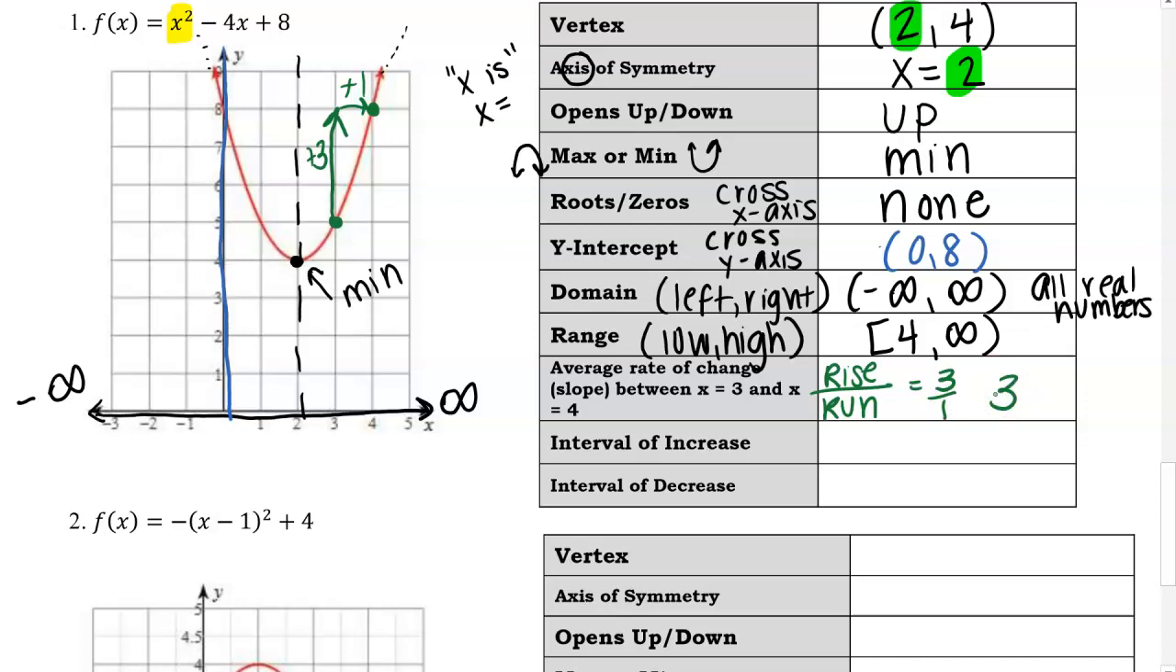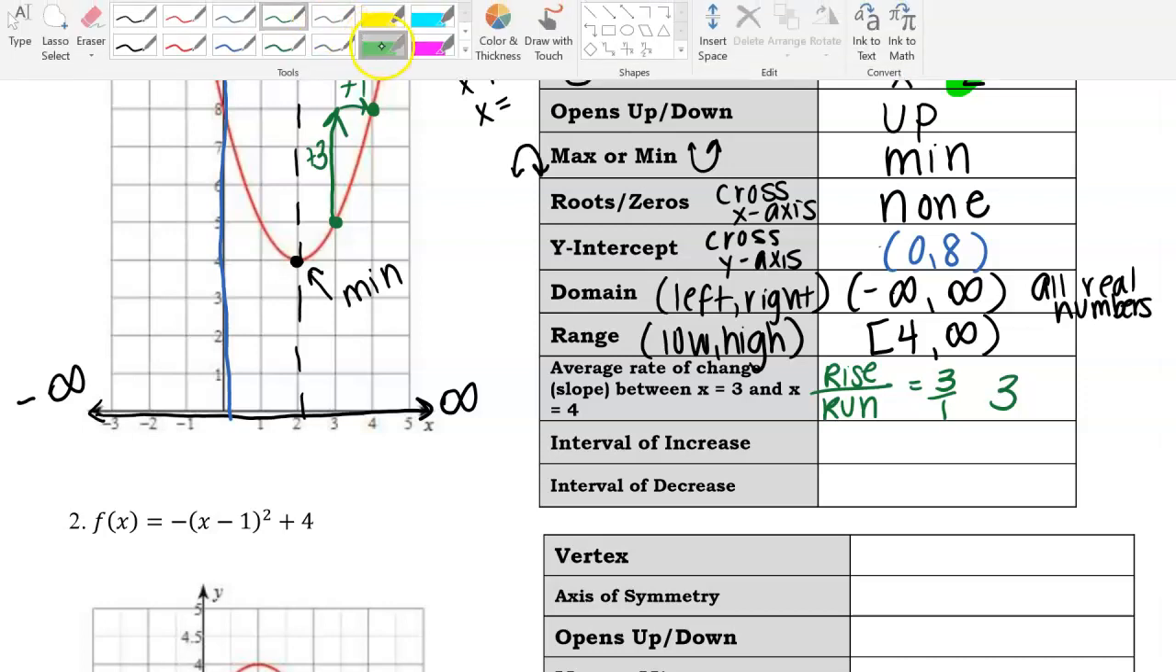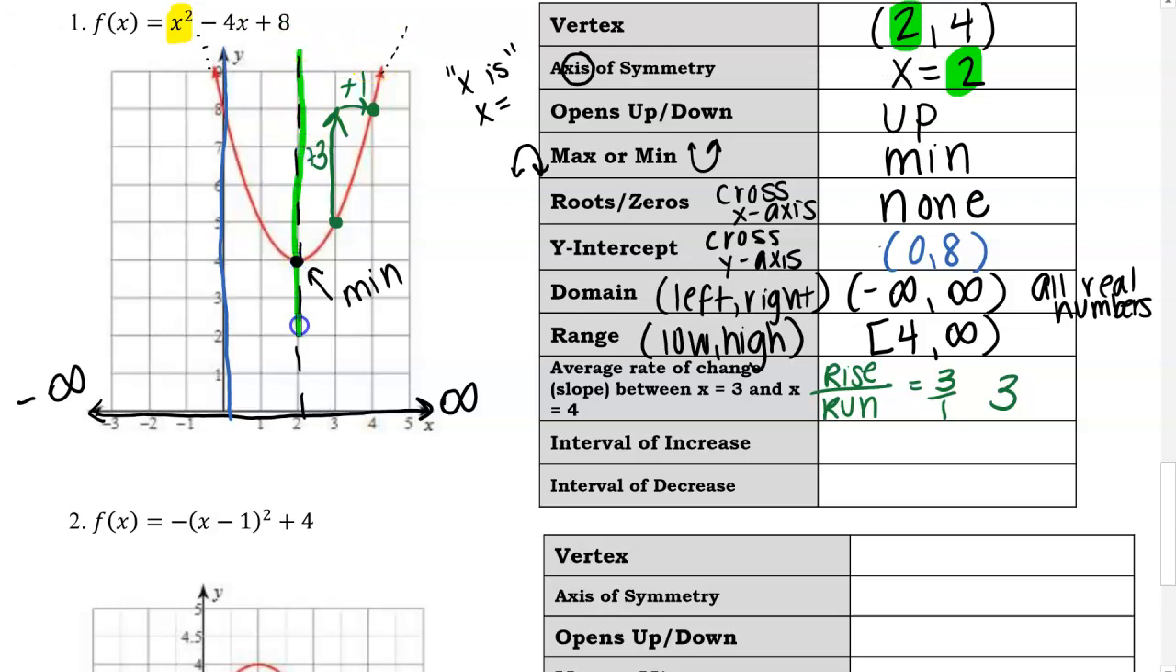Intervals of increase and decrease. This is similar to how it was in absolute value. You want to keep in mind that the graph is being cut in half here by the axis of symmetry. So when we're talking increasing and decreasing, the vertex is where the graph is changing from increasing to decreasing, or vice versa. So I'm going to mark the x value here.